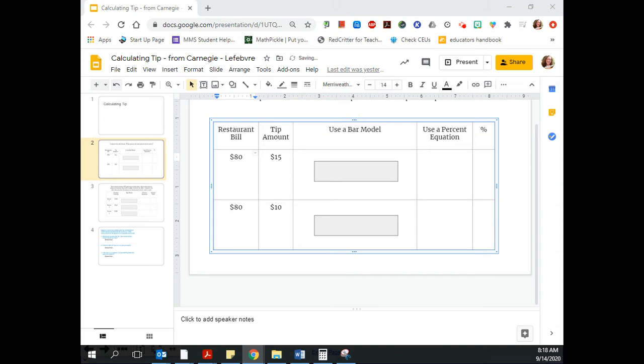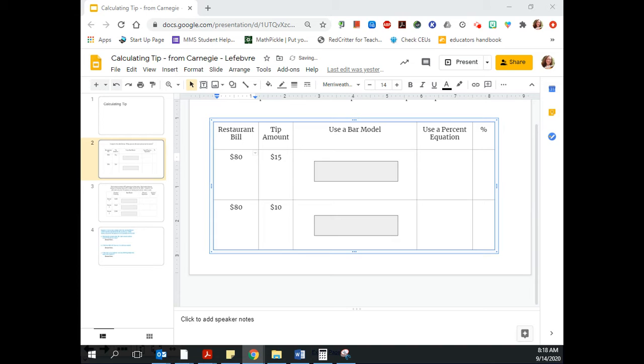I want to go over some of the tools you can use to remind you of all the options you have for completing this assignment today. So this assignment, your warm-up, is all about calculating tip. Remember that another word for tip is gratuity. You will see that word in this activity.